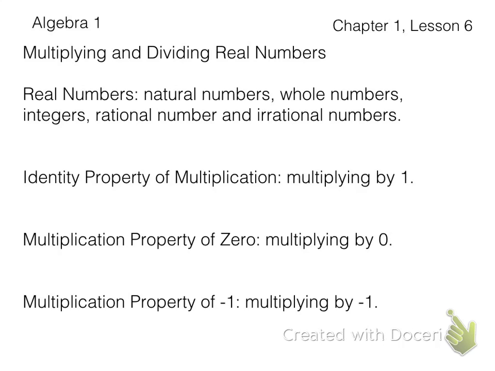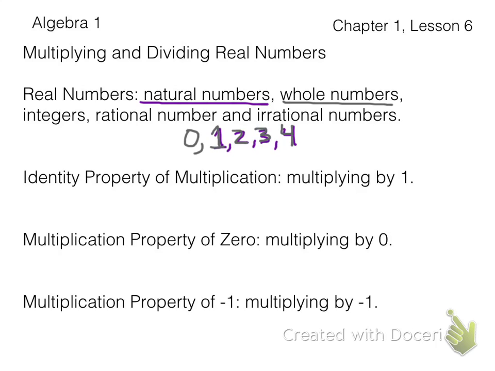Alright, on to some math. Just a quick review. Real numbers include natural numbers, whole numbers, integers, rational numbers, and irrational numbers. Natural numbers are 1, 2, 3, 4, and so on. Whole numbers are 0, 1, 2, 3, 4, and so on.